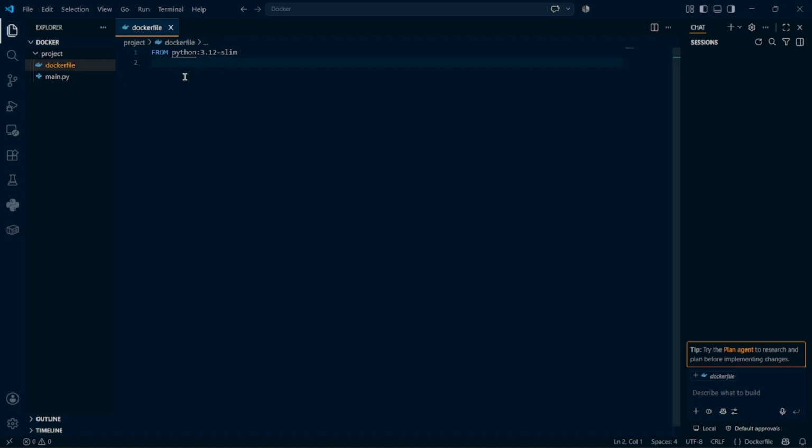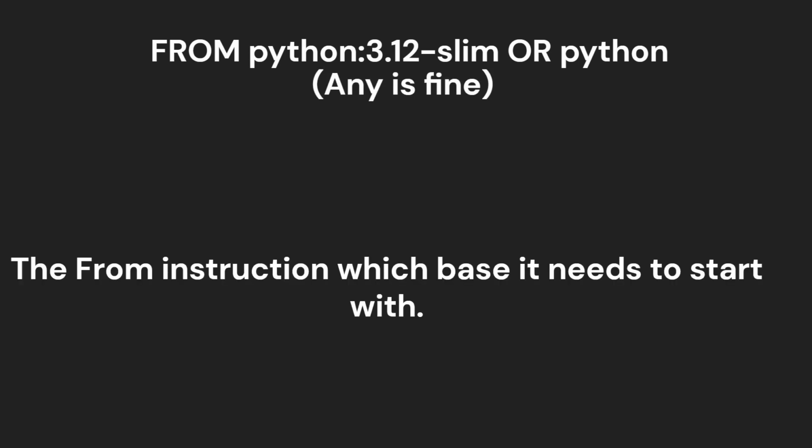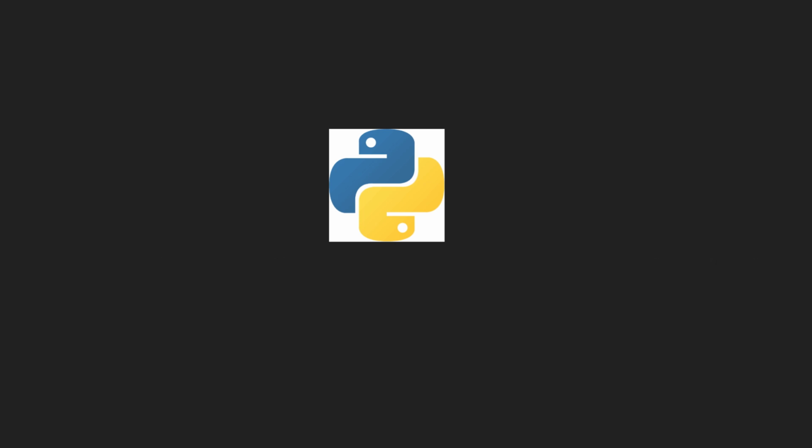Let's create a new file called Dockerfile. Notice that it has no file extension. Now let's write our first instruction. FROM python:3.12-slim. The FROM instruction tells Docker which base image to start with. In this case, we're using the official Python image. It already has Python installed, so we don't have to install it ourselves.